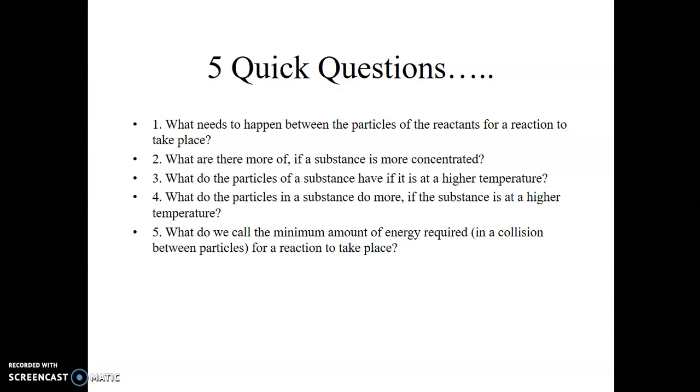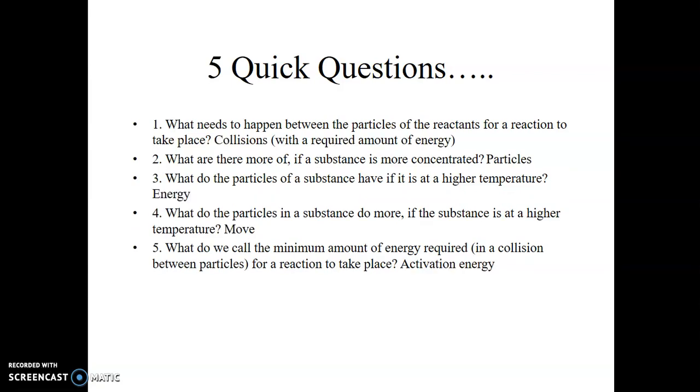Okay, number 1, what needs to happen between the particles of the reactants for a reaction to take place? Well, the answer is we need collisions between the particles of reactants, and we need those collisions to take place with a certain amount of energy. More of that in a moment.